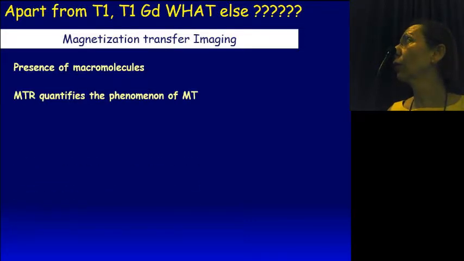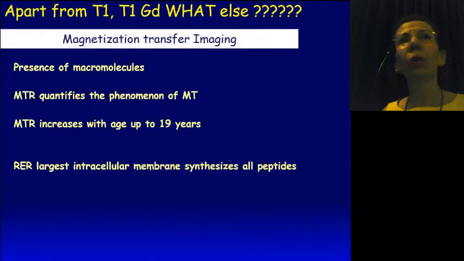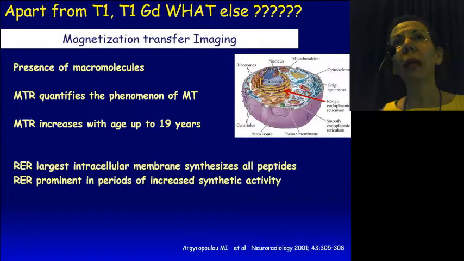So apart from T1, T2 weighted images, contrast enhancement, do we use something more? I remind you that the pituitary gland secretes macromolecular structures, and these macromolecular structures are hormones. And these hormones are produced by a bigger structure, which is the rough endoplasmic reticulum. And there is a sequence that can detect those macromolecules, and this sequence is the magnetization transfer sequences. You can apply that to any sequence.